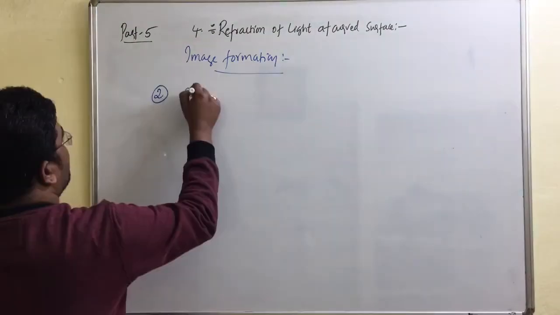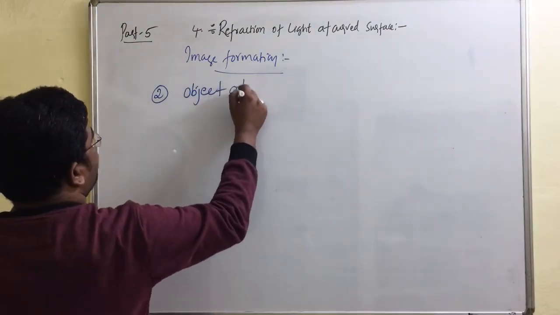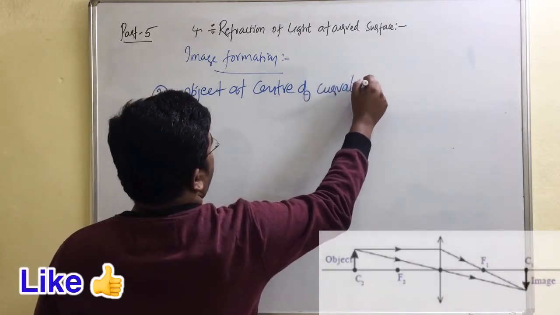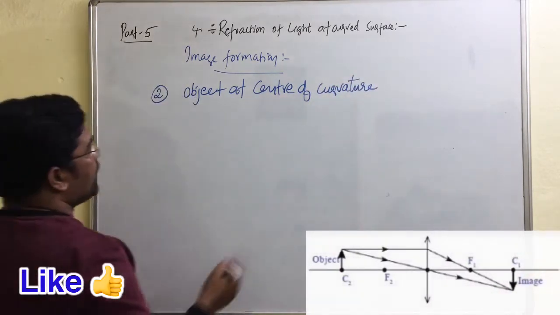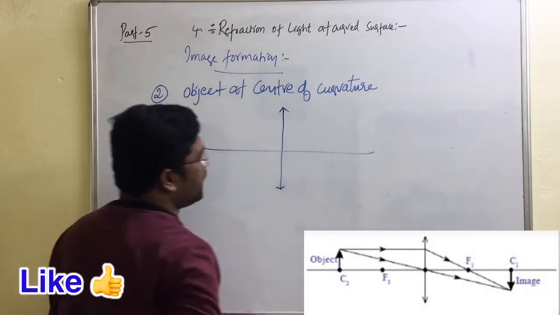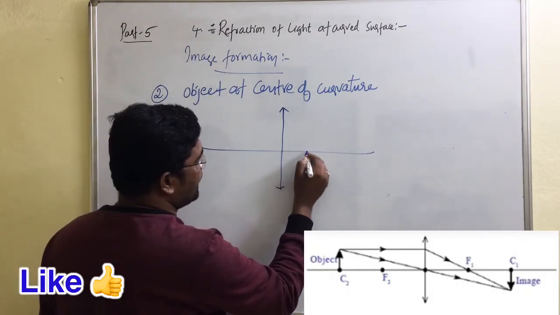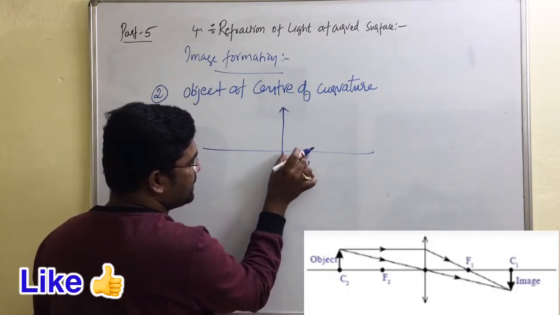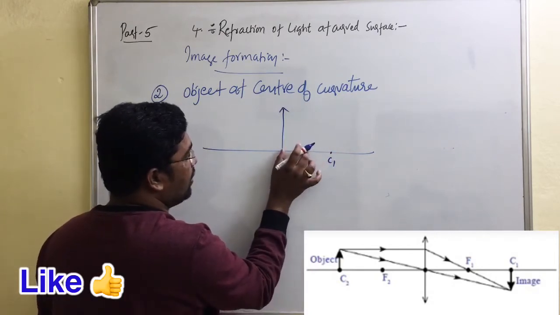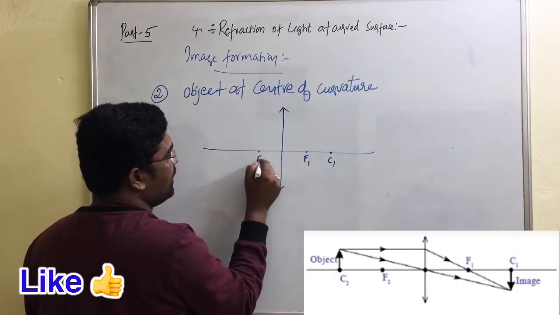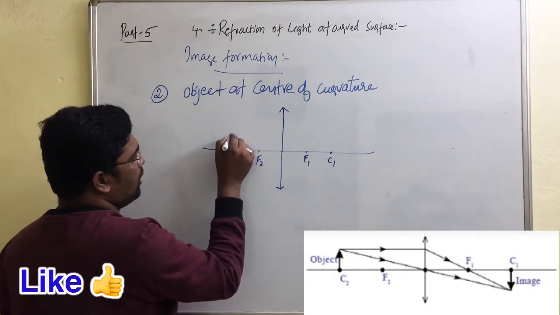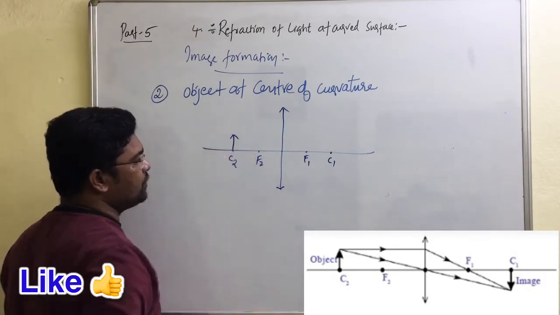Now the next position: object at the center of curvature. Now the second position, object at center of curvature. You have to remember, children, here whatever distance you take from the optic center to the focus, you have to take the same distance from the focus to the center of curvature on both sides. It is very important, otherwise you won't get a proper ray diagram of this position. Not only this position, for every position we have to use the same.